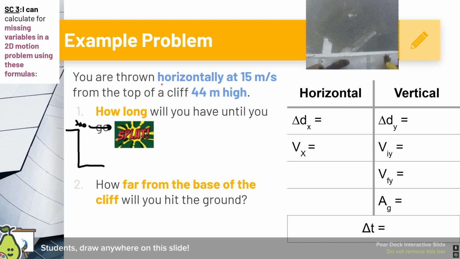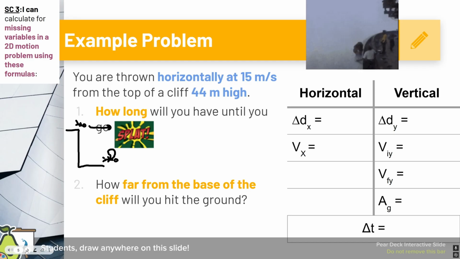So, you are thrown horizontally at 15 meters per second from the top of a cliff 44 meters high. I already set it up with a person getting thrown off the edge. They're going to travel horizontally, and then they're going to hit the ground with a parachute. That's what that is. Yay, they're fine. All right, they're not dead. So anyway, you are thrown horizontally at 15 meters per second.